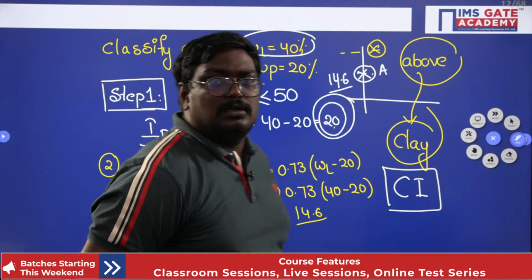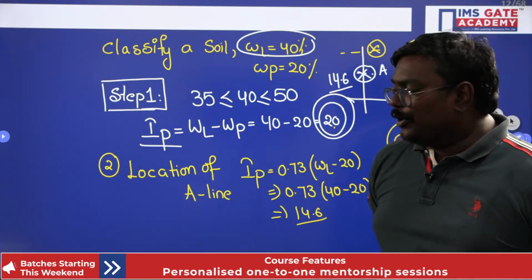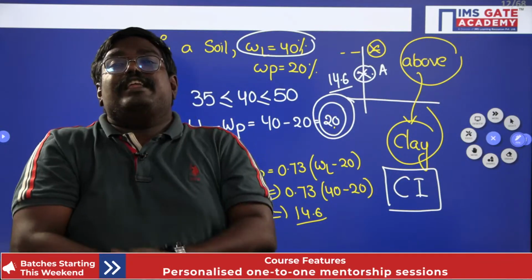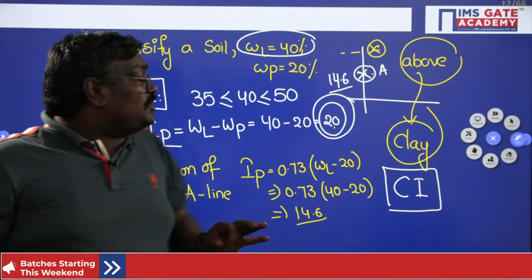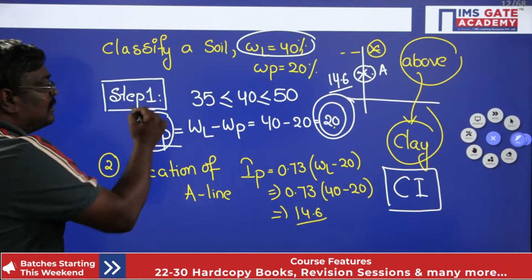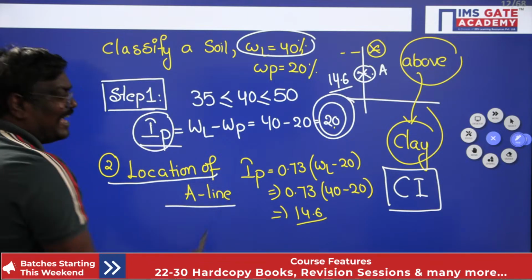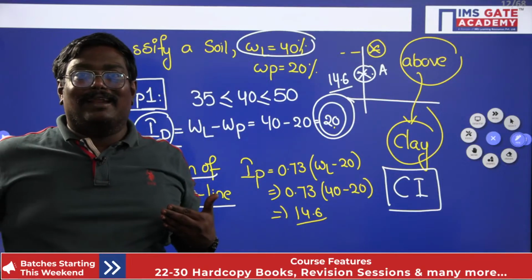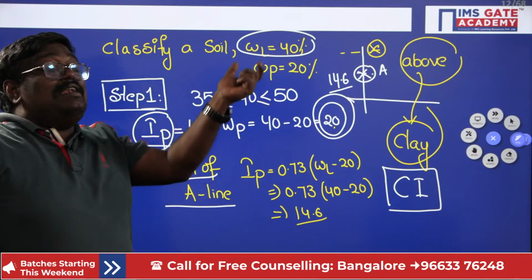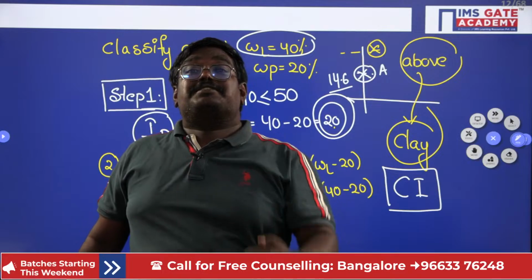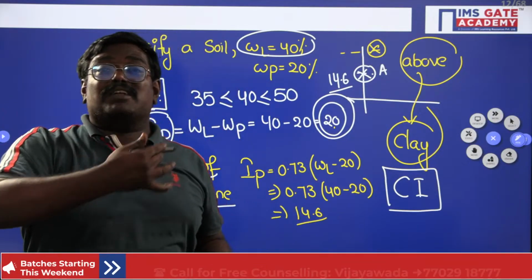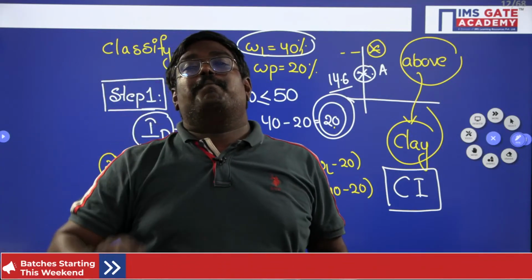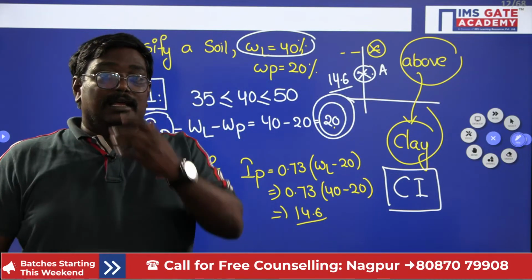Any doubts? Srujana, is this clear for you? If you can understand the concept, it is the easiest way. First, find out the plasticity index. Second, find out the location of the A line, whether your IP is above the A line or below the A line. Based on the liquid limit, you can understand whether it is low compressible, intermediate compressible, or highly compressible, my dear student. Is it clear?